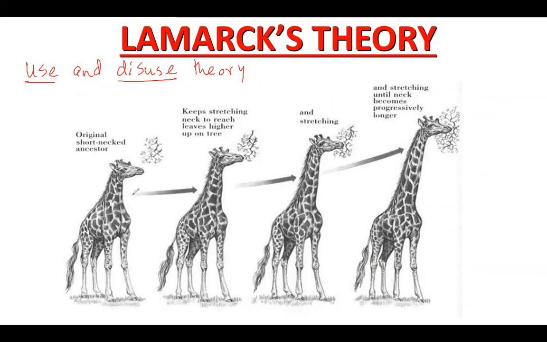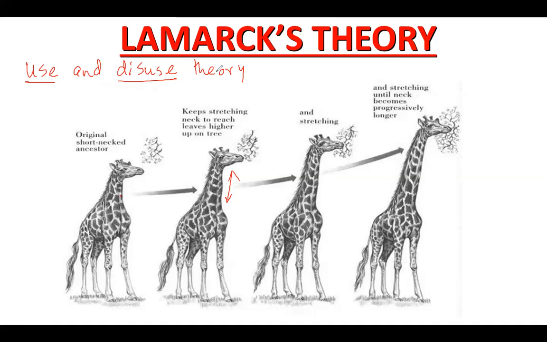Lamarck said that the giraffe was trying to get food from tall trees. So it kept stretching the neck all the time to get the food. This constant effort led to the stretching of the neck, and the giraffe became progressively taller with a longer neck. This is called use and disuse theory. Remember, it came before Darwin's theory.